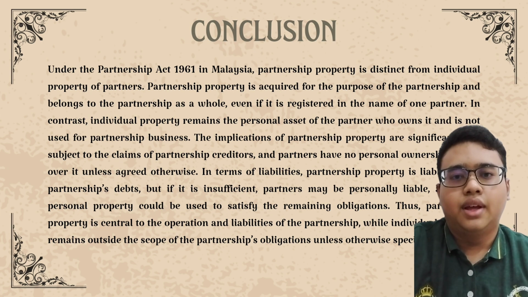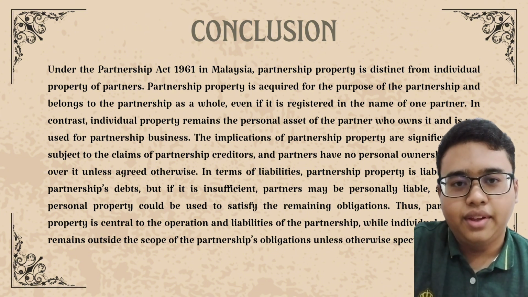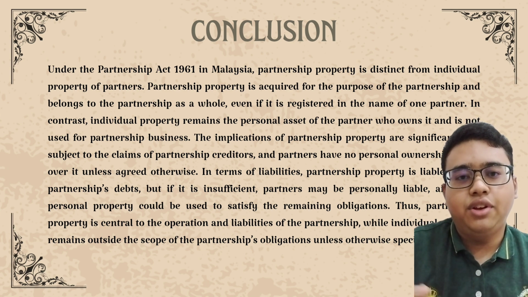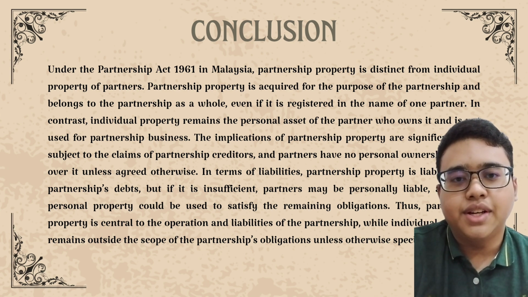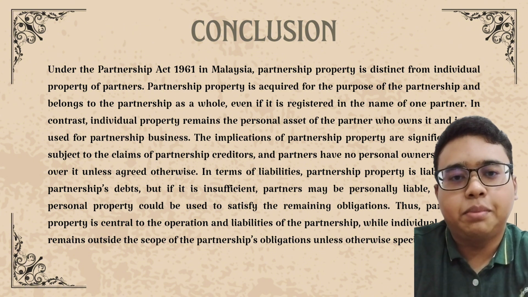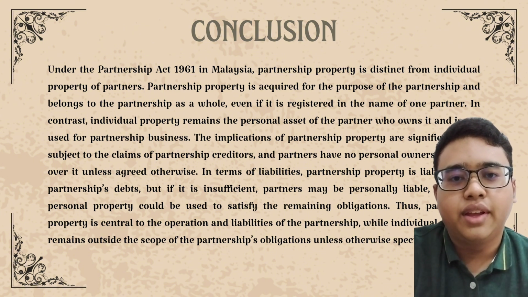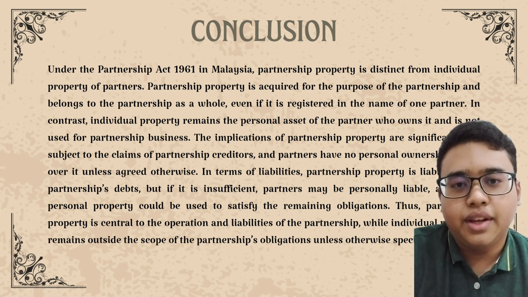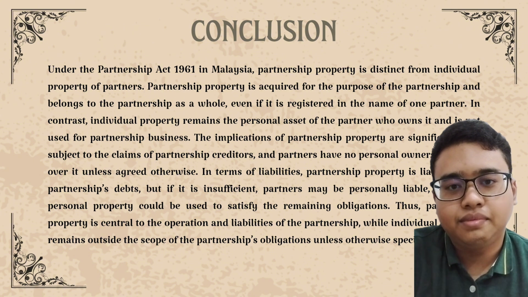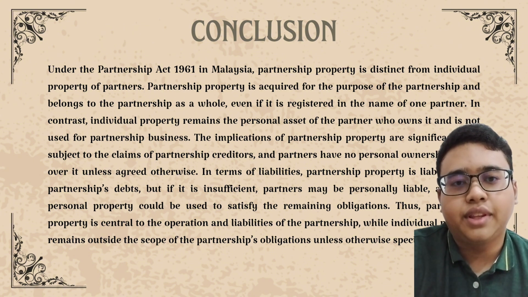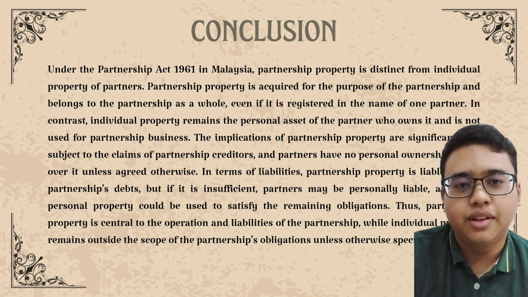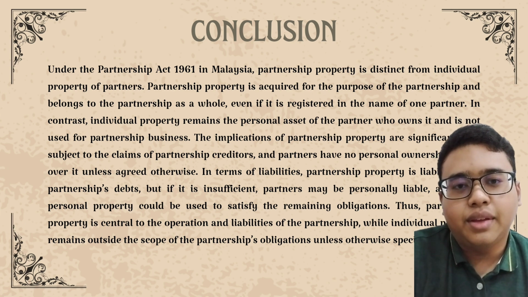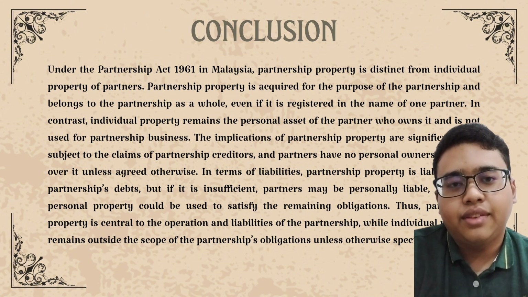Disputes. Under the Partnership Act 1961 in Malaysia, partnership property is distinct from the individual property of partners. Partnership property is acquired for the purpose of the partnership and belongs to the partnership as a whole, even if it is registered in the name of one partner. In contrast, individual property remains the personal asset of the partner who owns it and is not used for partnership business. The implications are significant.